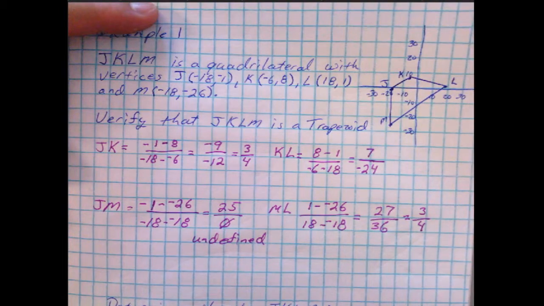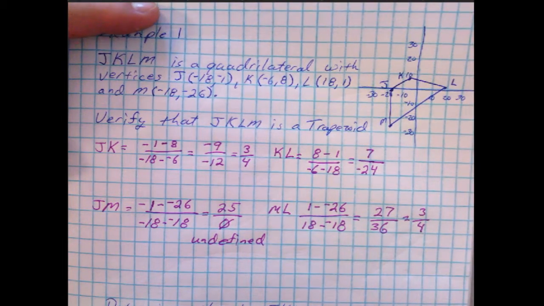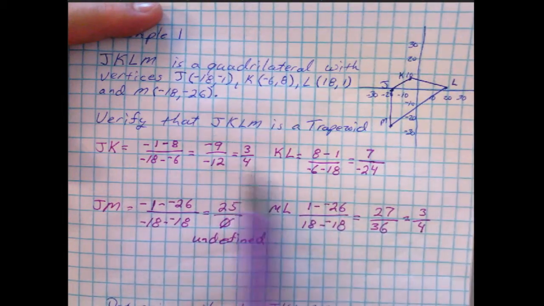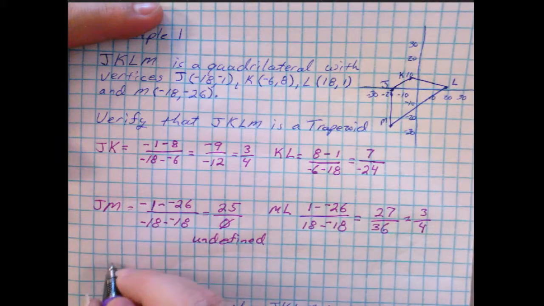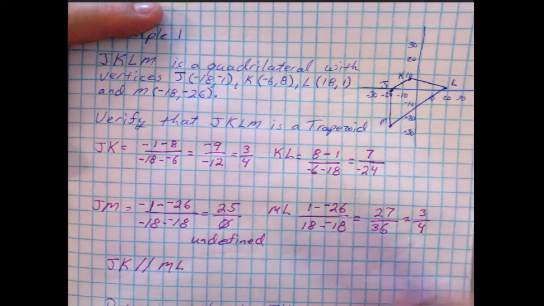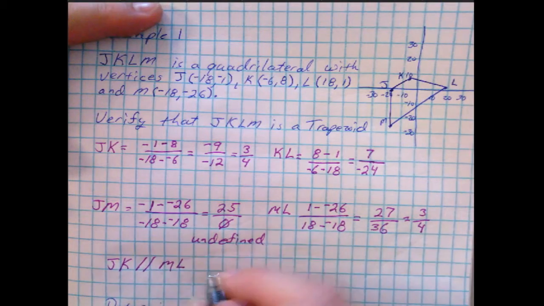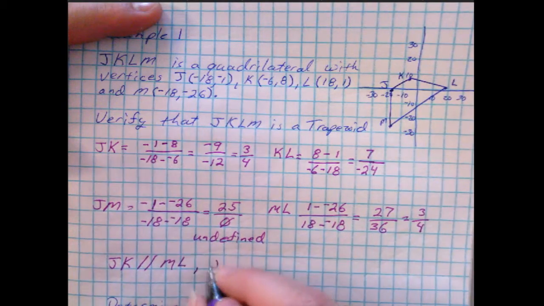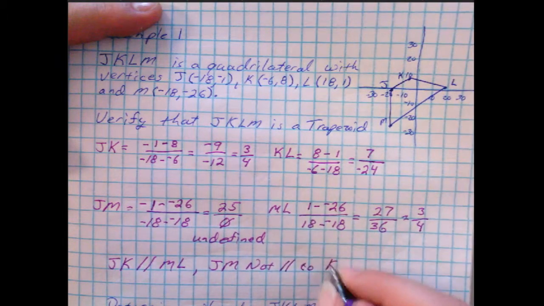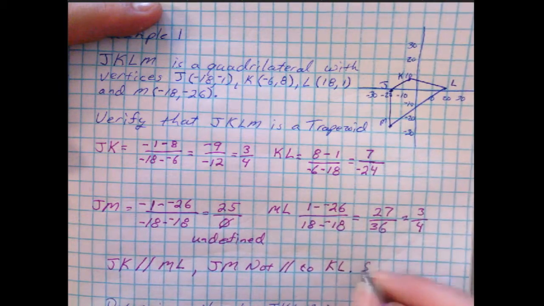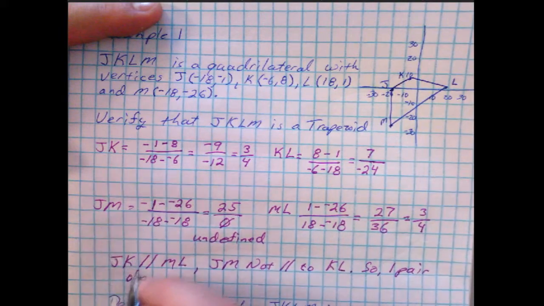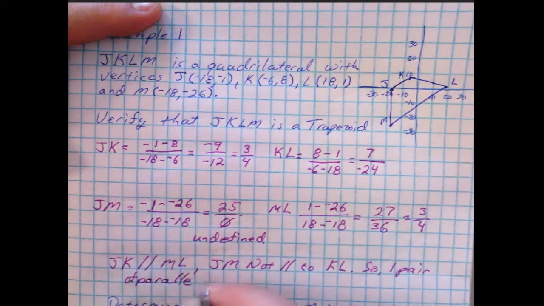Okay? Alright, so then we're going to be looking at our different slopes and seeing if we have parallel sides. Well, I see JK and ML both have 3/4. So JK is parallel to ML. The other two are not parallel. JM is not parallel to KL. So one pair of parallel sides.